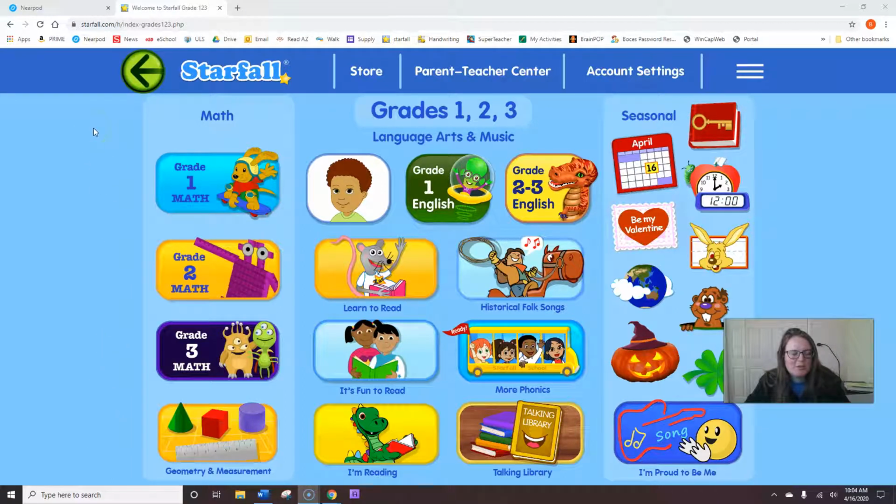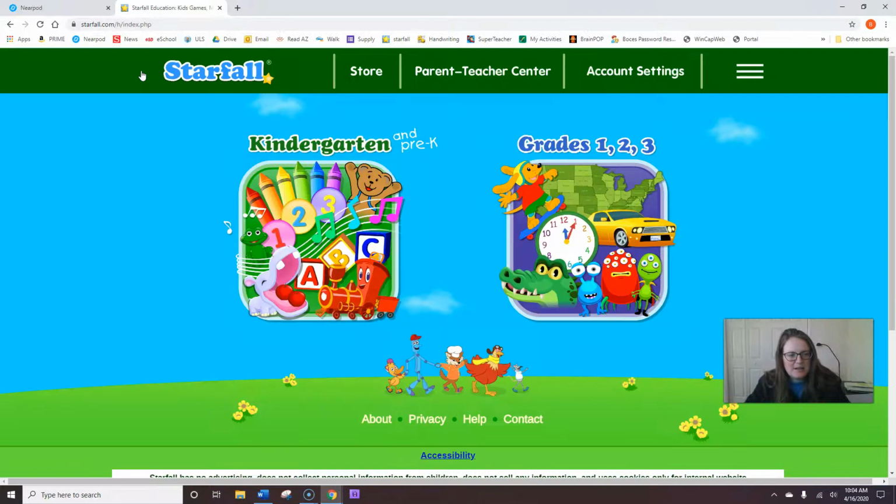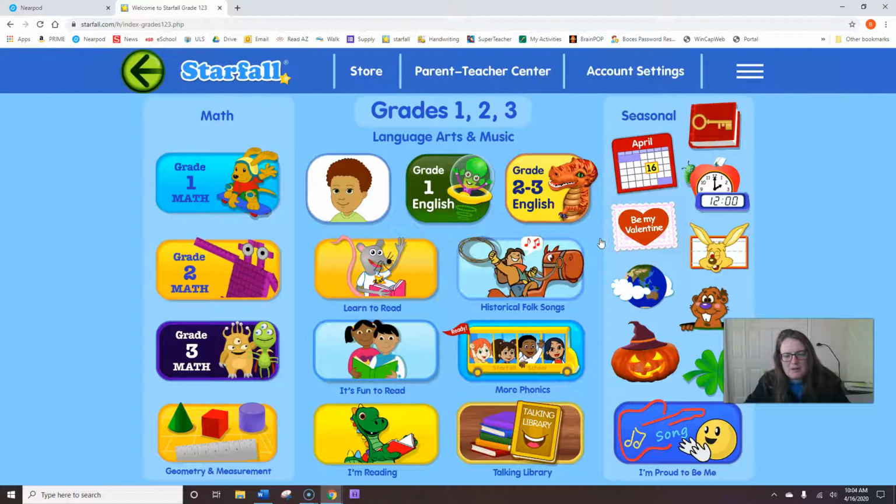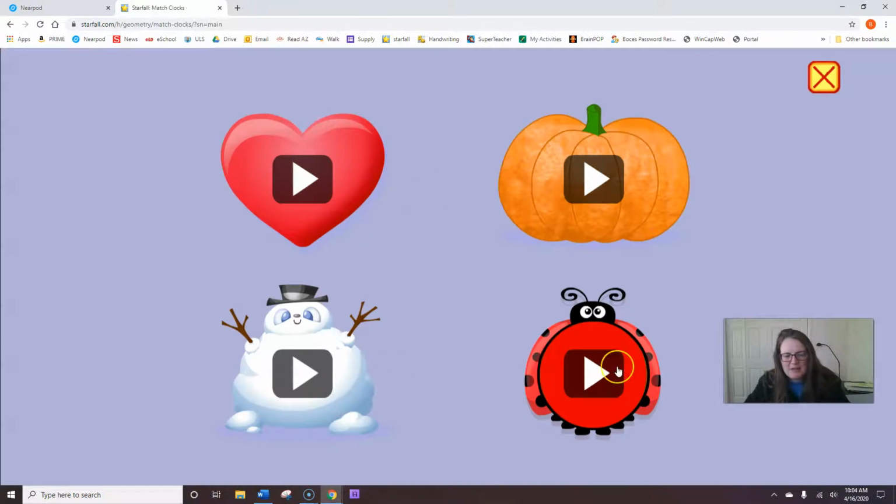So we're going to start off today by doing some full-time practice since we're studying time. In order to get to that, we're going to the grades 1, 2, and 3. And on the right, there's the clock. The students can pick any background that they're more interested in. They're definitely more seasonally oriented. But today, let's do the hearts.